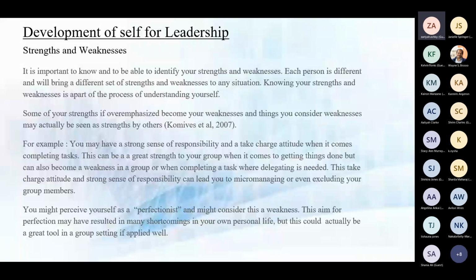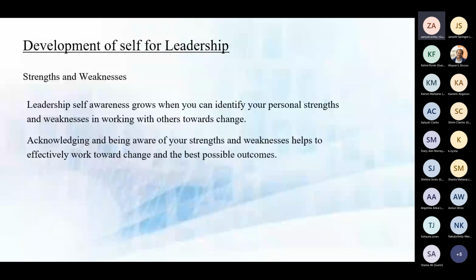Right, so just to emphasize, leadership self-awareness grows when you can identify your personal strengths and weaknesses in working with others towards change. Acknowledging and being aware of your strengths and weaknesses helps you to effectively work towards change and the best possible outcomes.